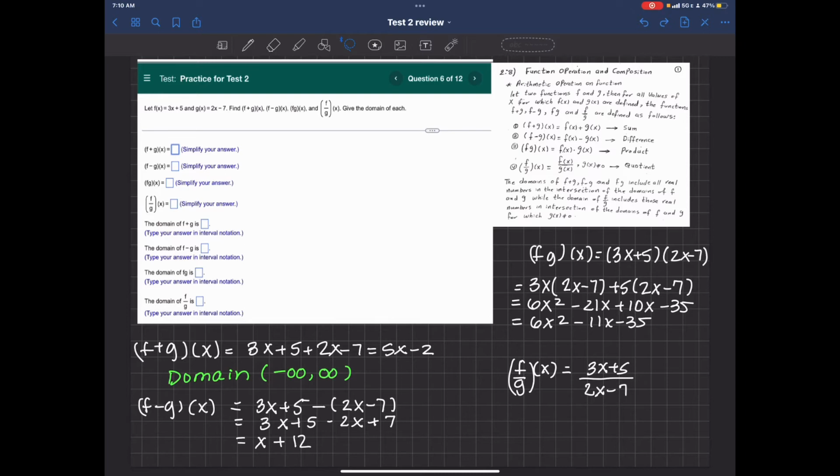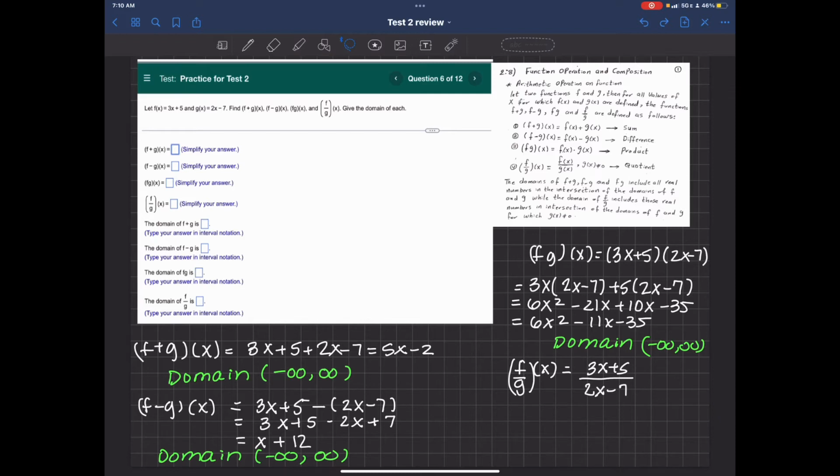So f minus g of x is going to be domain of all real numbers, which is negative infinity comma infinity, because we're expressing it in interval notation. And then domain of f times g is going to be the same, negative infinity comma positive infinity. And then it's the domain for f divided by g, which changes everything.